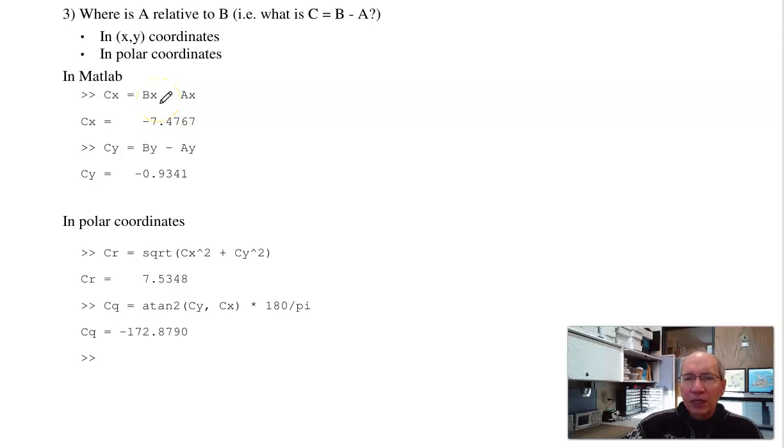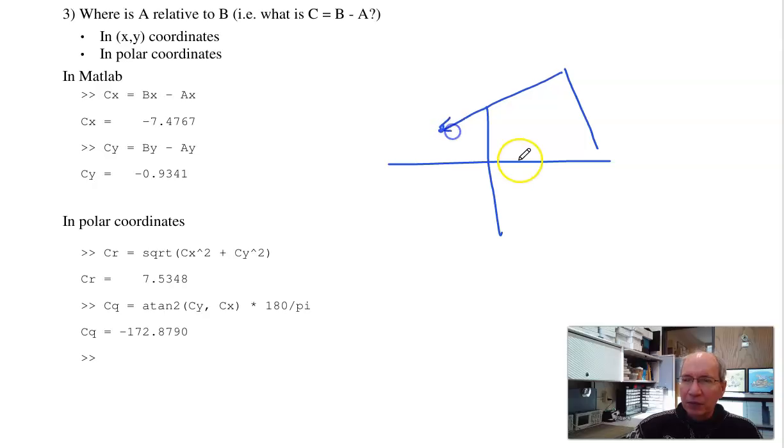In polar form, take the amplitude, square root of x squared plus y squared. Let's see. A is 7.5 meters away, and for the angle, we've got to use the arctan 2, but there is no arctan 2 in degrees. This will give me the arctangent in radians, convert radians to degrees, at minus 172 degrees. So B relative to A, or A relative to B, is minus 172 degrees. Oops, this way, minus 172 degrees at 7.5.